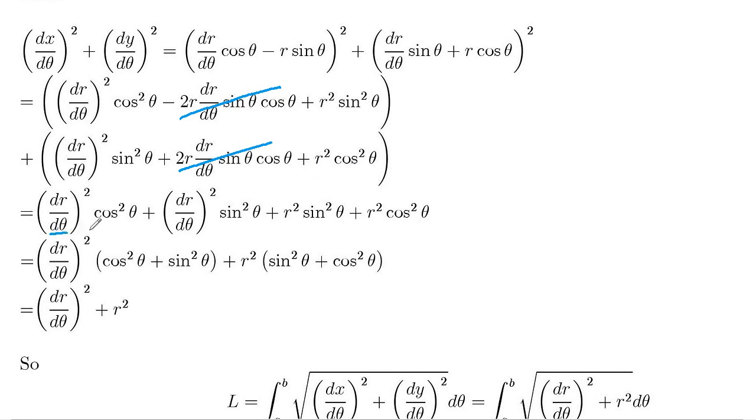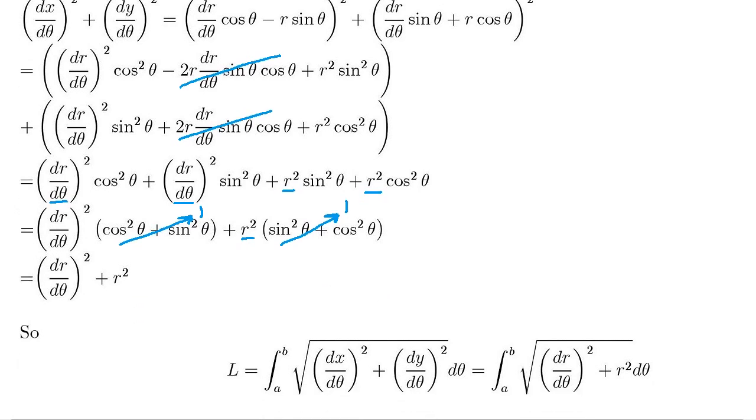Well, notice that (dr/dθ) squared is a common factor in the first two terms, and r squared is a common factor in the last two. So factor out this common factor in front there. Cosine squared is left here, and sine squared is left here. Cosine squared plus sine squared is 1. Same thing here. Factor out your r squared in front. Sine squared's left here, cosine squared's left here. Sine squared plus cosine squared is 1. So you're just left with (dr/dθ) squared plus r squared. So that's our arc length element in terms of r and theta.